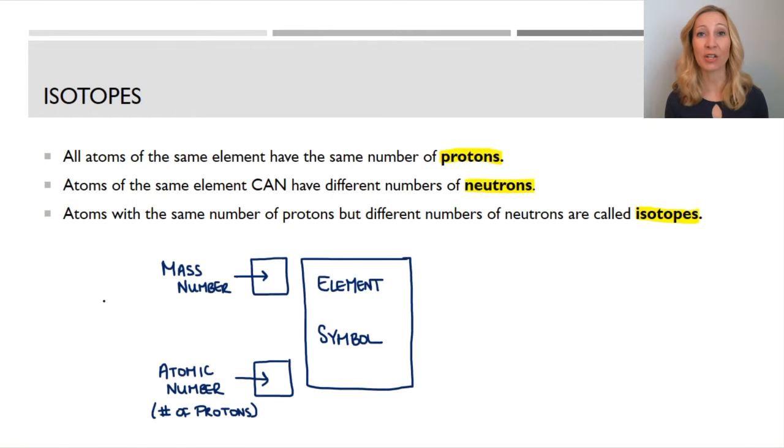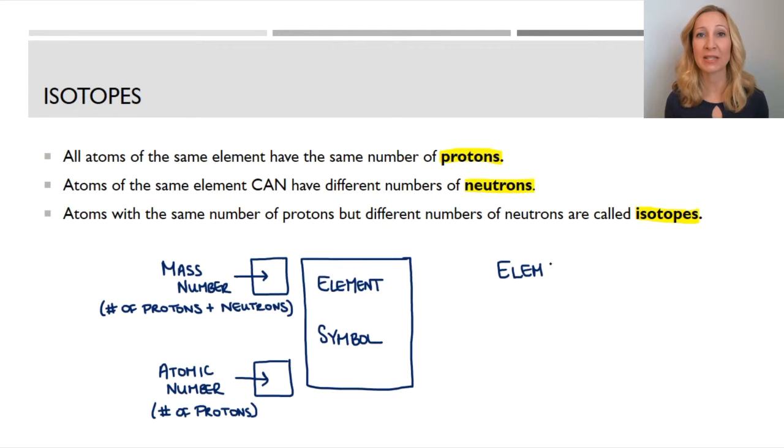So we can have hydrogen with a mass number of 1, which means it has 0 neutrons. We can have hydrogen with a mass number of 2, which means it has 1 neutron and 1 proton, of course. And we can have hydrogen with a mass number of 3, which means that it has 1 proton, because hydrogen always has 1 proton, and 2 neutrons. So this is a really, really heavy version of hydrogen.